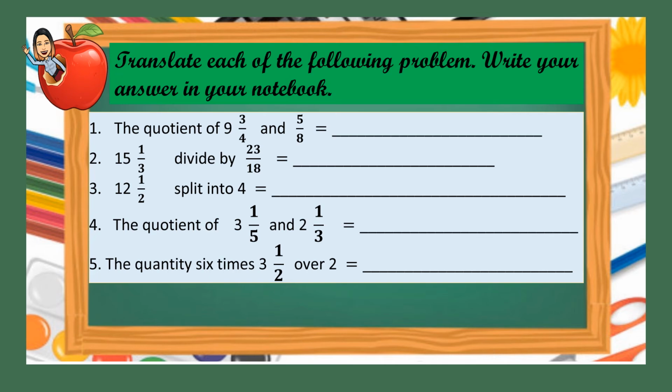Number 3, 12 and 1/2 is split into 4. Number 4, the quotient of 3 and 1/5 and 2 and 1/3. Number 5, the quantity 6 times 3 and 1/2 over 2. So, translate lang itong problem. Hindi nyo naman sasagutan. So, I will give you 5 minutes.